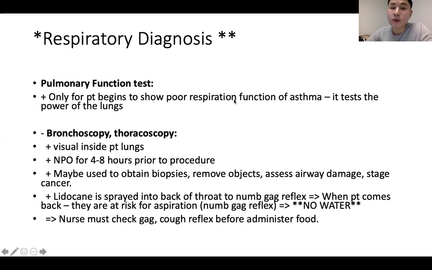Next, we have respiratory diagnostic tests. There are different diagnostic tests, and these are important to remember so we can know what these tests are used for. So basically, the first one is the pulmonary function test. These tests are only for patients who show poor respiration.